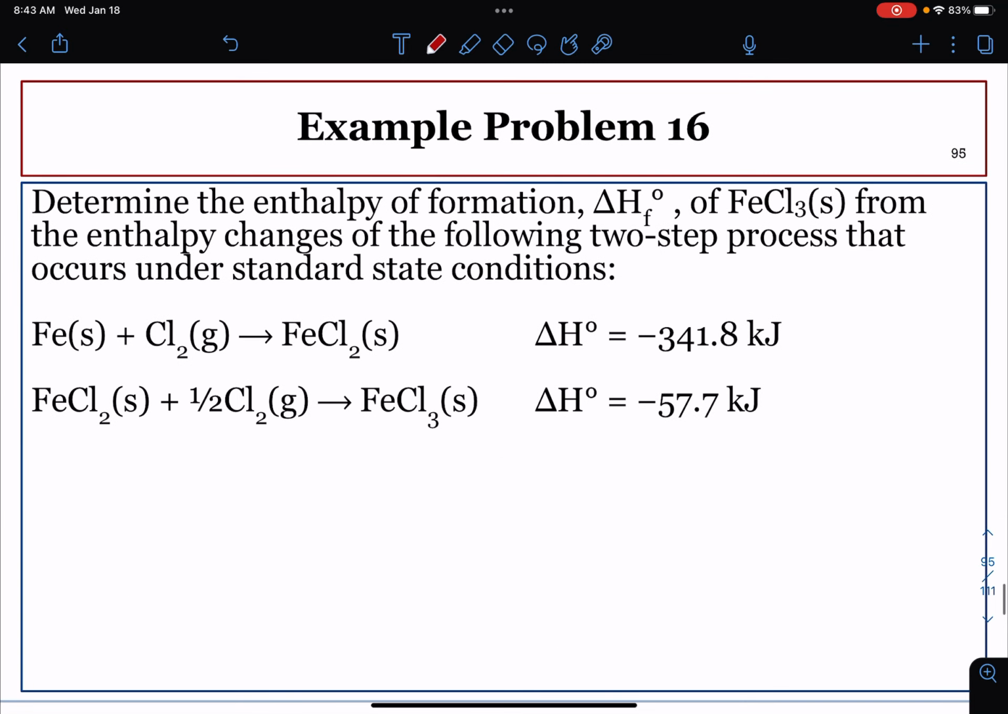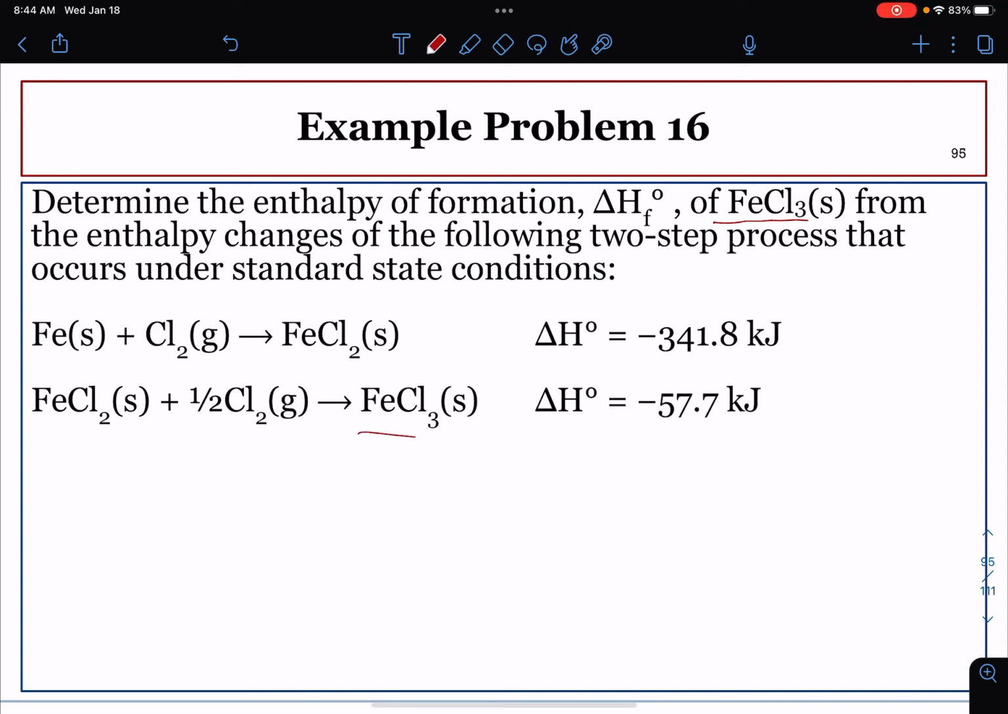So here's an example problem. Determine the enthalpy of formation, delta HF, of iron 3 chloride, FeCl3 solid, from the enthalpy changes of the following two-step processes that occur under standard state conditions. Because delta H of formation is for a formation reaction, we want only one product, FeCl3, on the right-hand side, and we only want a coefficient of 1.